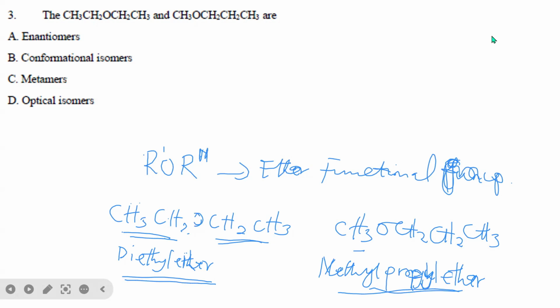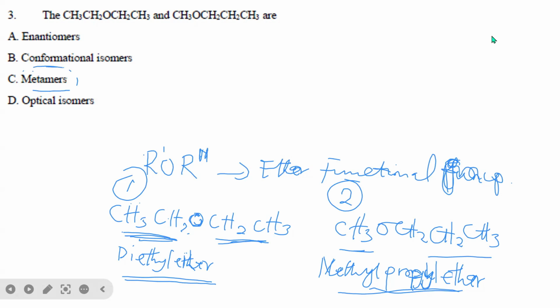If you look at the alkyl groups in the case of diethyl ether, they are the same ethyl group. But in the case of methyl propyl ether, you see that the alkyl groups are different. So what differs between the first compound and the second compound is that they have different alkyl groups around the same oxygen, and that is what you call metamers. So it means that option C is the answer.